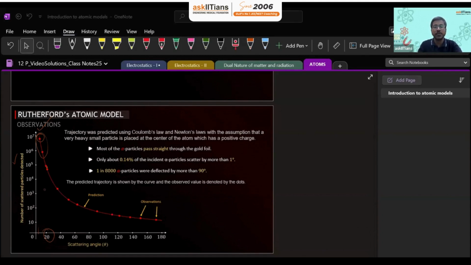Also, you can see some values over here. Most of the alpha particles pass straight through the gold foil, and only about 0.1% of incident alpha particles scatter by more than 1 degree, which is very, very small. So you can imagine how small that number is. 1 in 8,000 alpha particles were deflected by more than 90 degrees. The predicted trajectory is shown in the curve, and the observed values are denoted by dots. These are the observed values, as you can see.